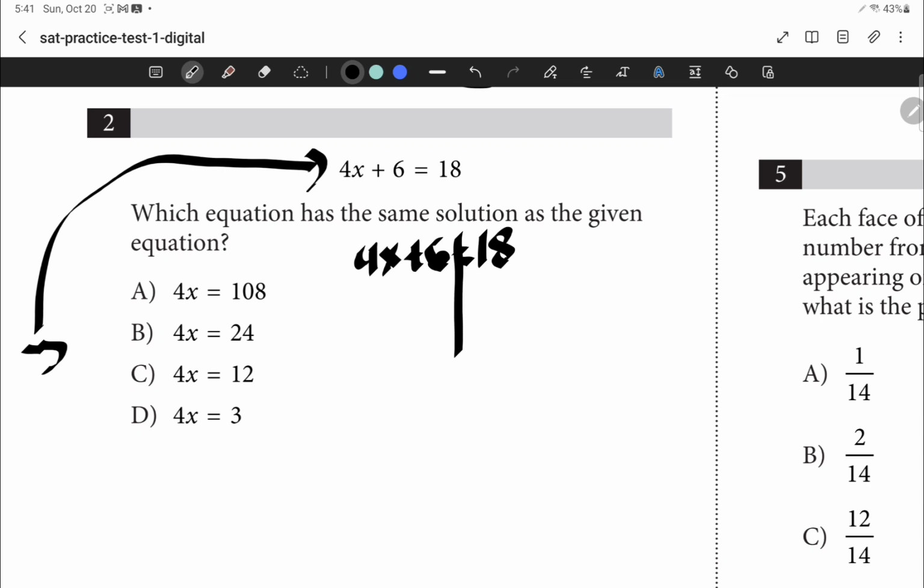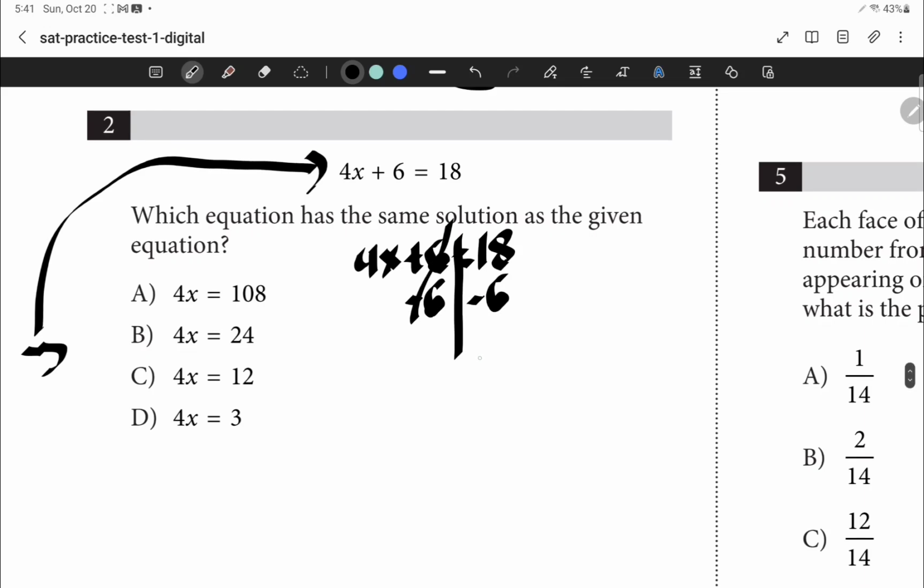So you've got to move everything else to the other side. We're going to have to move the 6 first. So I'm going to move the 6. The way that we move it should be pretty easy. It's just the opposite. So instead of plus 6, we have a negative 6. Those cancel out, and that turns into 12.